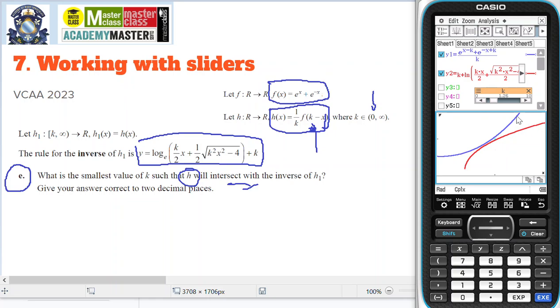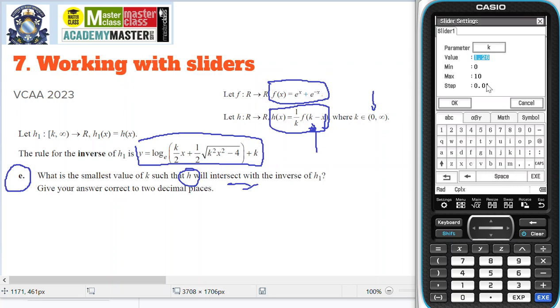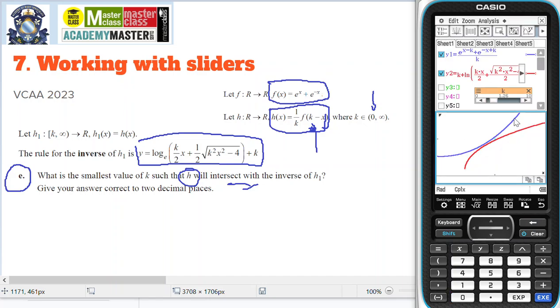1.26 does not. 1.27 definitely does. Got to round to 2 decimal places. So if I change this to settings 0.001. So that's 1.26. What's 1.26? 1, 2, 3, 4, 5, 6, 7, 8.